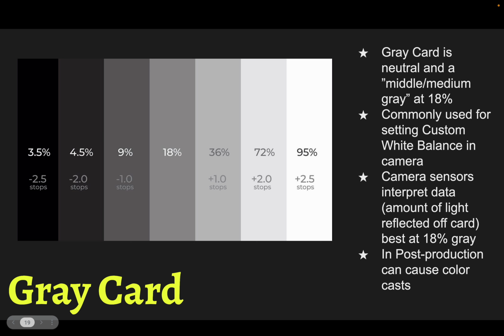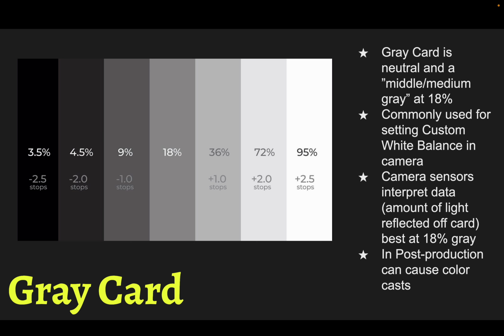So the next thing that I'll be talking about is a gray card. A gray card is used to neutralize an image, and it's called a medium and middle gray, and it's usually at 18%. So this is commonly used to set the custom white balance in your camera, specifically the 18% gray card. When you're adjusting your exposure, often you can do that in camera and point at the gray card and try to find the right color temperature by setting this gray card and your custom white balance setting in camera.